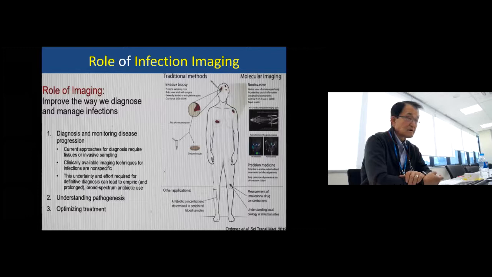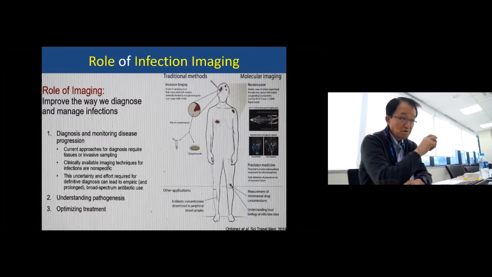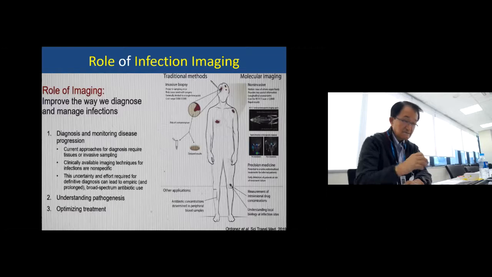All right, I will continue to talk about, as I mentioned, imaging being important to make a diagnosis and also to monitor disease progression. And certainly we'll understand the pathogenesis of infection or inflammation better, and therefore we'll optimize management or treatment of the patient. By utilizing molecular imaging, which is non-invasive and more accurate, using specific bacterial imaging or certain metabolites of the pathogens.